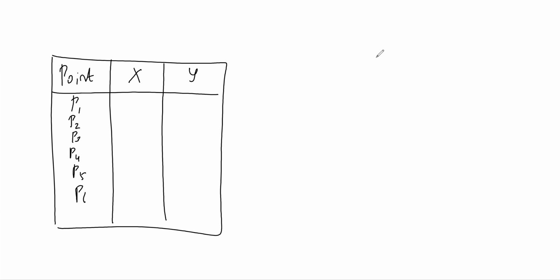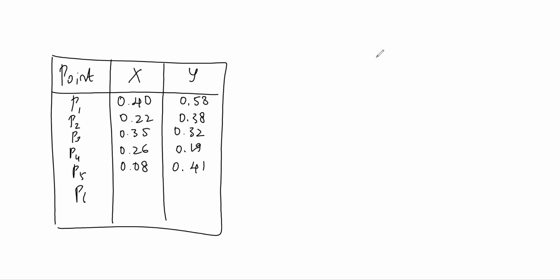Exactly. So we'll consider all of these to fall under one cluster, and the values of the X and Y points are 0.40, 0.53, 0.22, 0.38, 0.35, 0.32, 0.26, 0.19, 0.08, 0.41, 0.45 and 0.30. So this is the data set that I have right now.